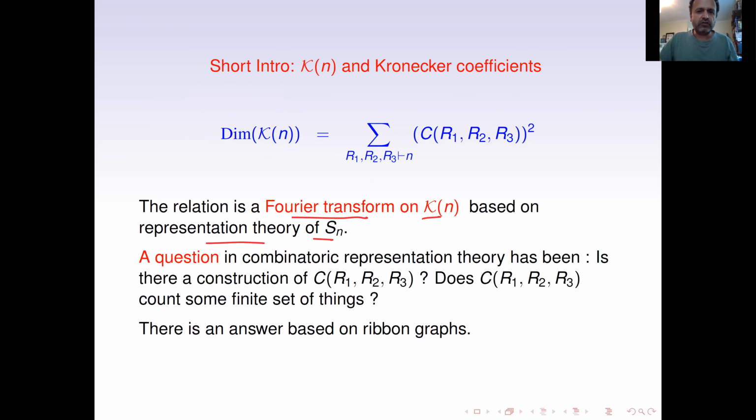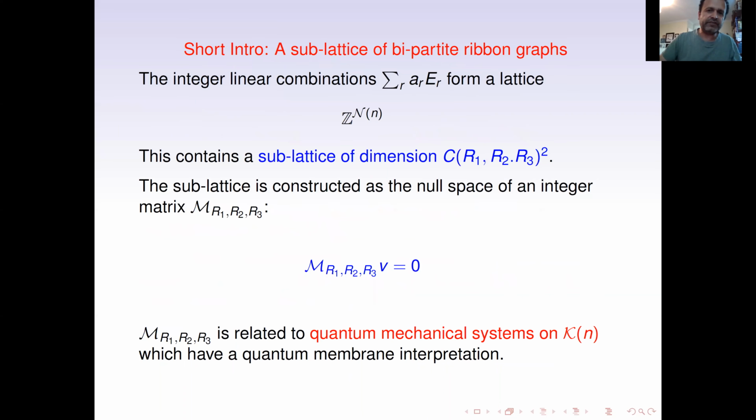A question in combinatorial representation theory has been, is there a construction of C, or C squared? Does C count some finite set of things? As we explain in the paper, there is an answer based on ribbon graphs. So a brief description of the answer.